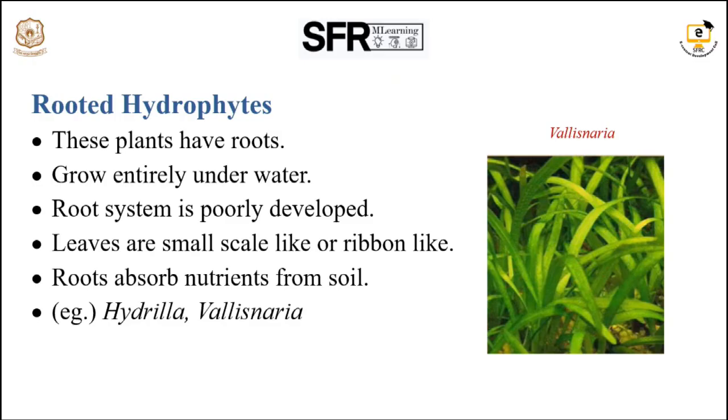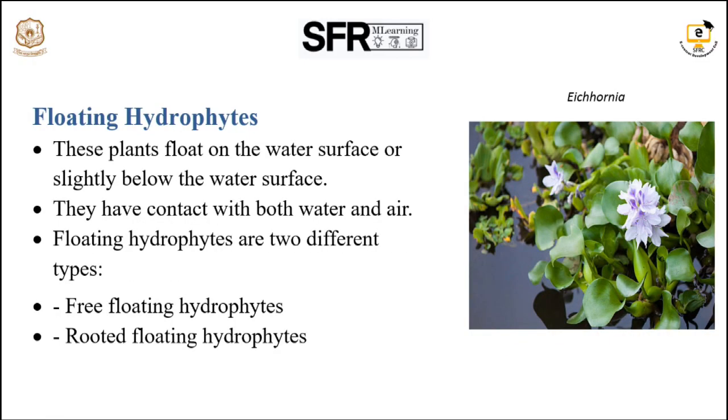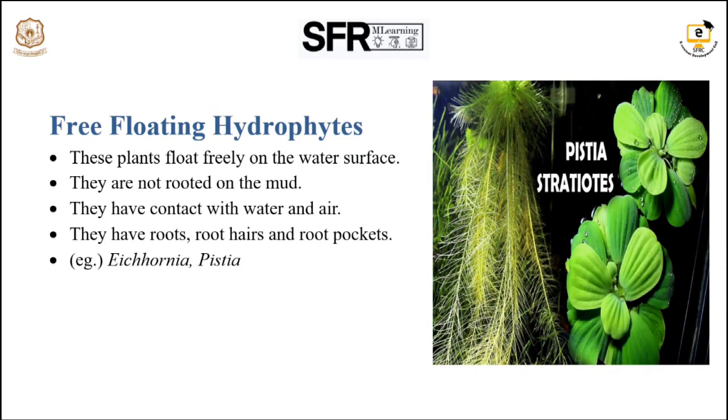The second main category is the floating hydrophytes. These plants are on the water surface or slightly below the water surface. Again these plants are classified into free floating hydrophytes and rooted floating hydrophytes. So what are free floating hydrophytes? The free floating hydrophytes float on the water surface; they have contact with water and air but are not rooted in the soil. A well known example is Pistia. And Lemna has only one strand of root. Wolffia is entirely rootless.